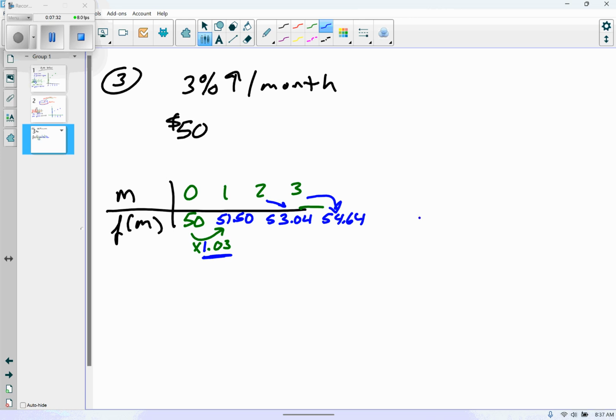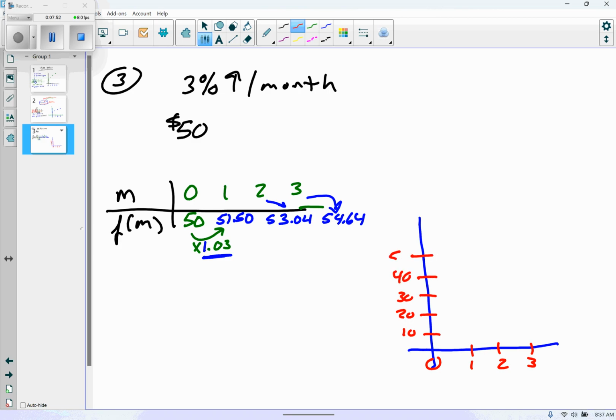Okay, so if I graph this, I have to be kind of cautious how I graph. So I start at 0 and then 1, 2, 3, etc. And then because I'm up at 50, maybe I'll count by tens. Okay, so when I first started out, I had $50 in my account, which is right there. And then at the first month, I was at 51. And then I was at 53. I'm just kind of estimating this, and 54. Okay, so that's kind of our growth.